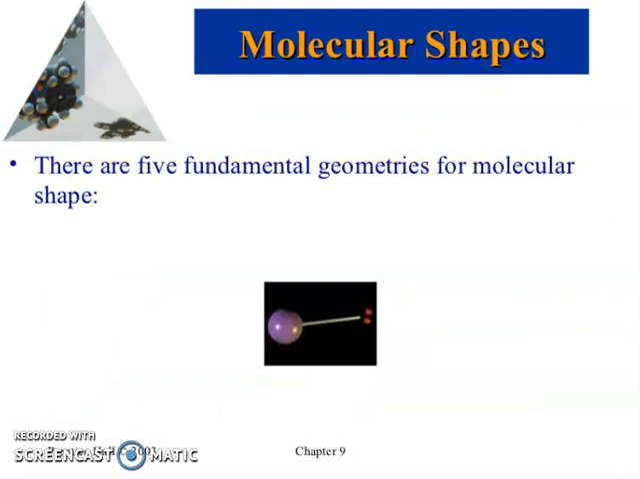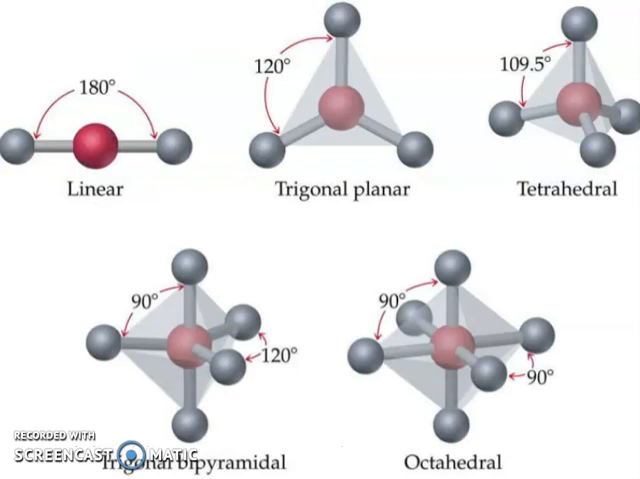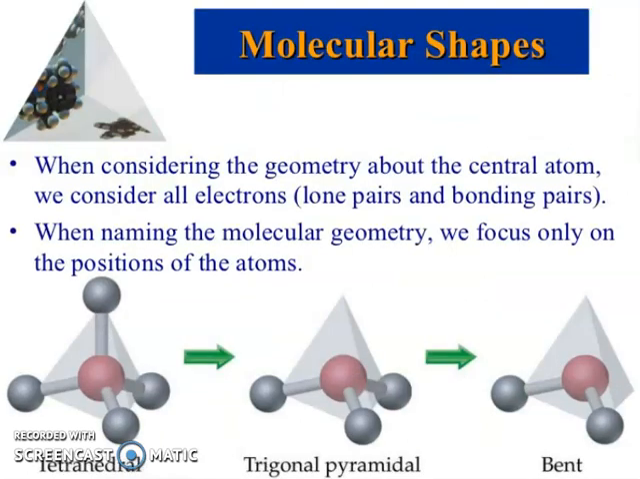So, there are 5 fundamental geometries for molecular shape: linear, trigonal planar, tetrahedral, trigonal bipyramidal, and octahedral. When considering the geometry about the central atom, we consider all electrons, lone pairs and bonding pairs. When naming the molecular geometry, we focus only on the position of the atoms. You can see the tetrahedral, trigonal pyramidal, and bent.